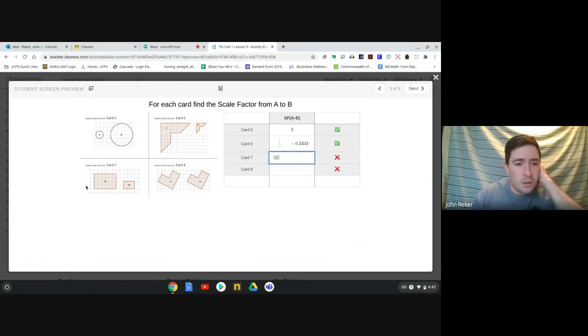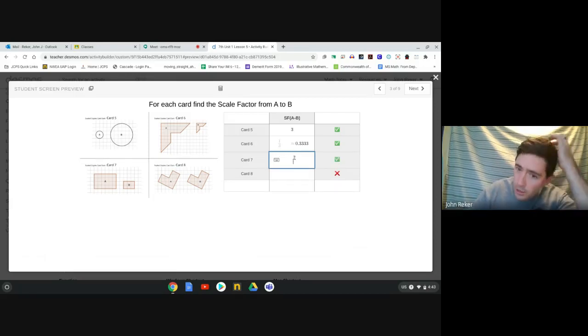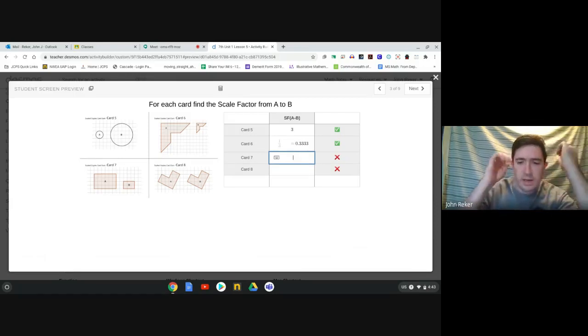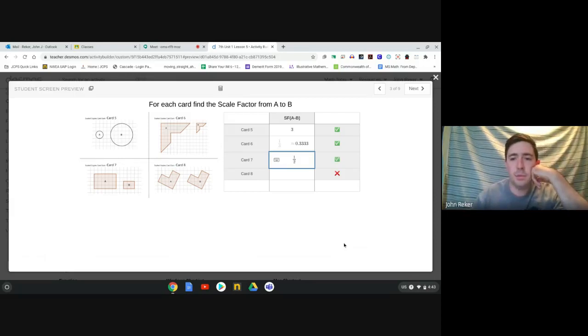So let's see here. I'm going to go down the left side. Actually, I'm going to start with B here. 1, 2 over 1, 2, 3, 4. So 2 over 4. I know I could put 2 over 4 there, and it's going to be correct. But what is 2 over 4 simplified? Well, if I divide each one by 2, I get 1/2. And that's correct. Card 8, notice that everything's the same.